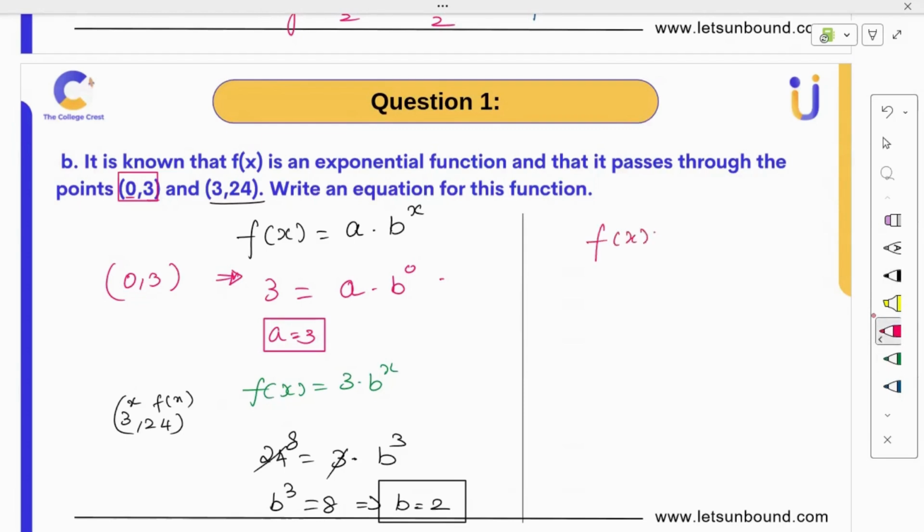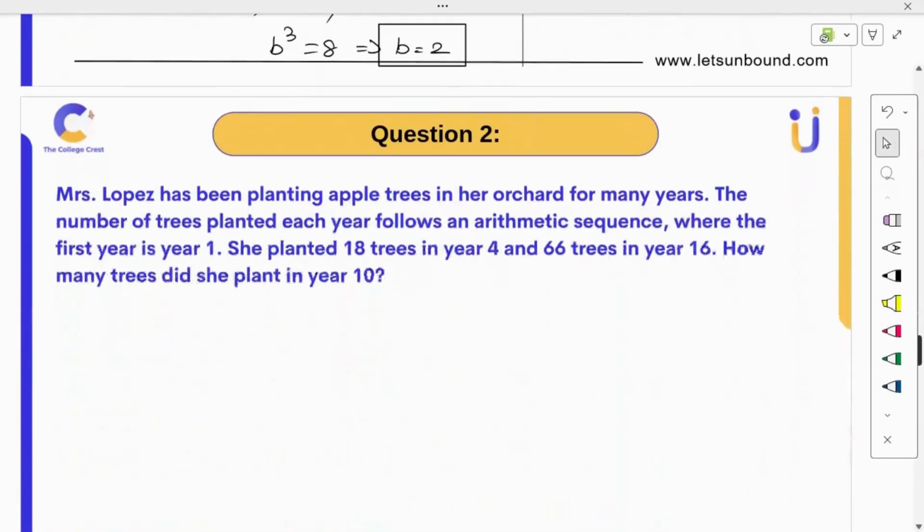F of x is equal to 3 into 2 power x. Okay, don't put 6 power x because you can't combine this, right? 3 into 2 power x is our function. Right, that's simple, and we are moving to question number 2.